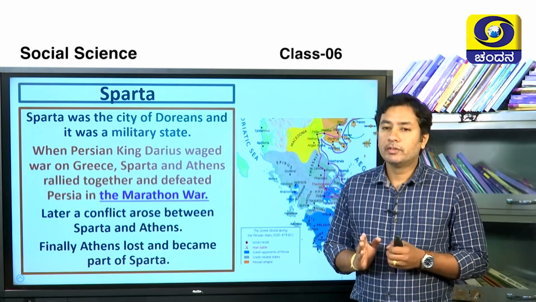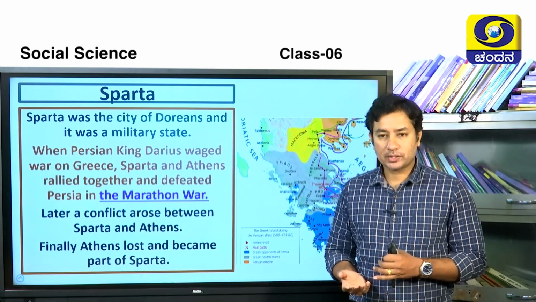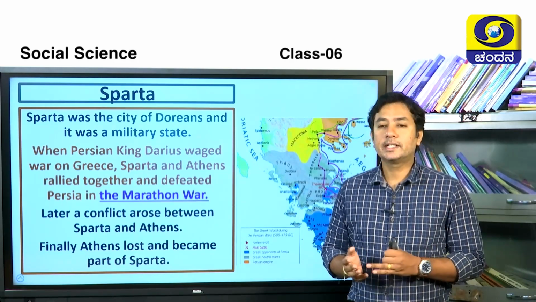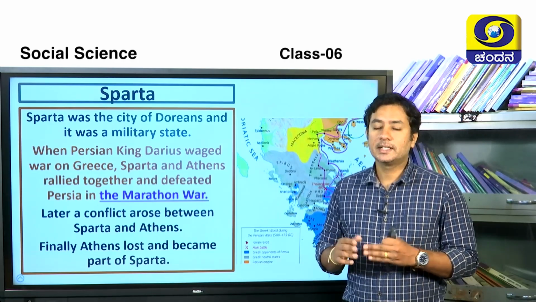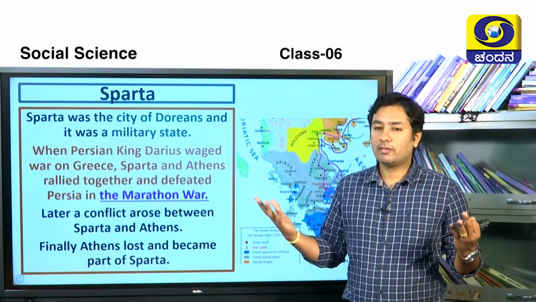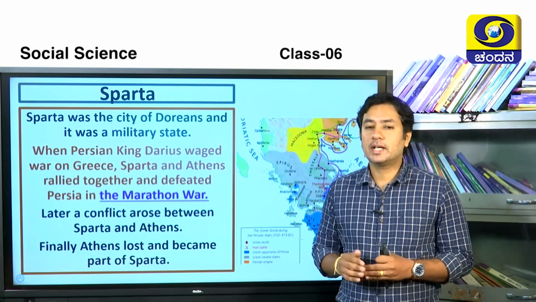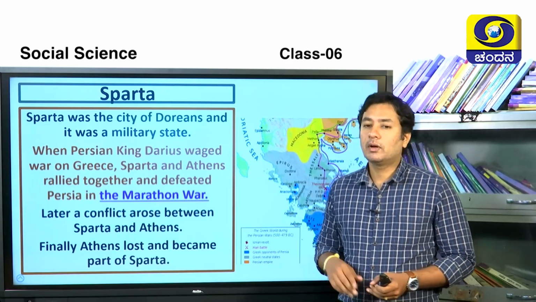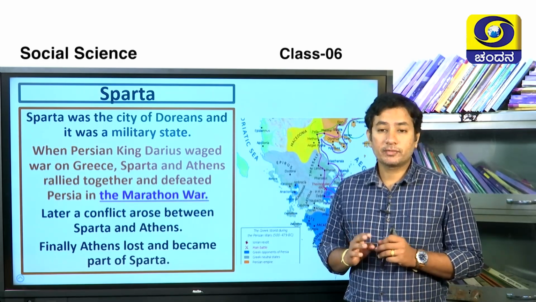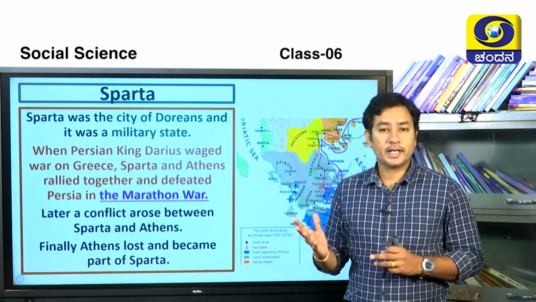The war which was rallied by Athens and Greeks together, in the history it is known as Marathon War. A small army of Athens and Sparta defeated a big army of Darius. So only it is known as Marathon War. So this should be an example for all the other nations. Once if they are united, then nobody can defeat them.